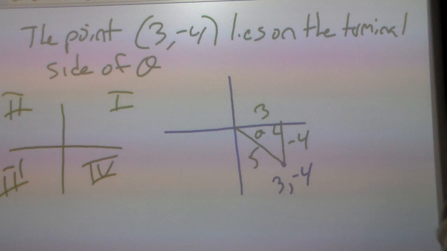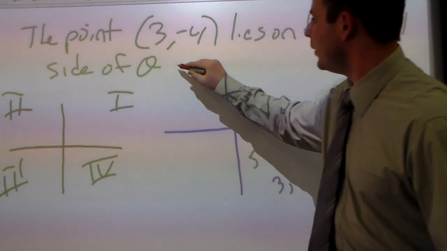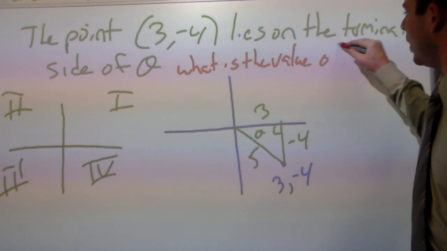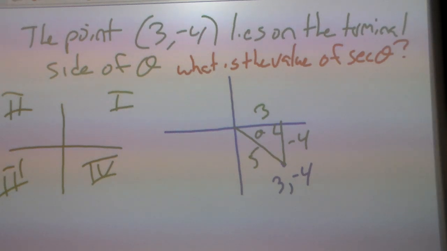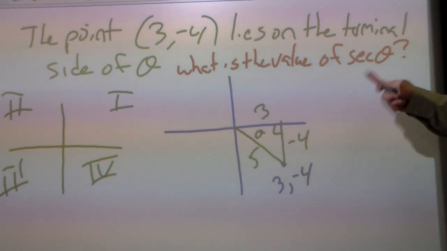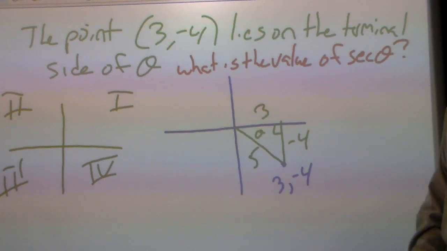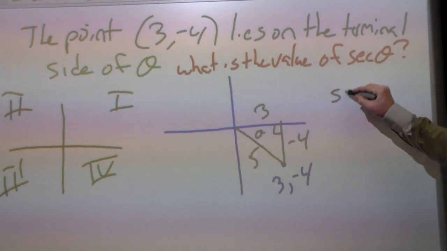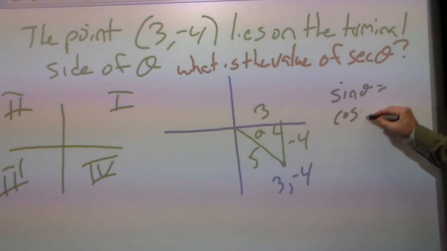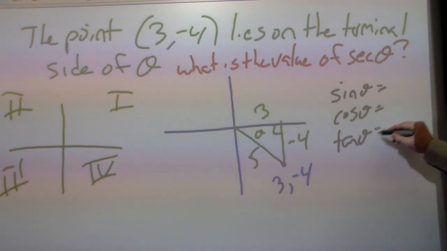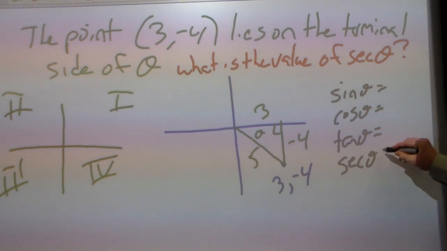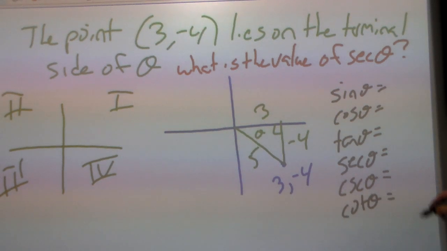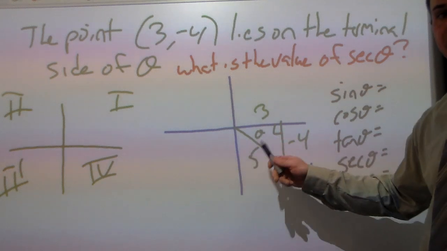This question will read something along the lines of what is the value of secant theta? Well, we can find all trig function values, but if the question said secant, obviously you would simply find the value of cosine and take the reciprocal. But if we wanted to find sine theta, cosine theta, tangent theta, secant theta, cosecant theta, and cotangent theta, now we just have to use SOHCAHTOA for this right triangle.